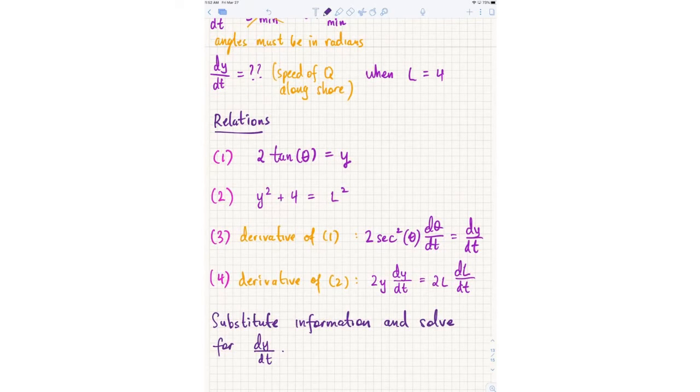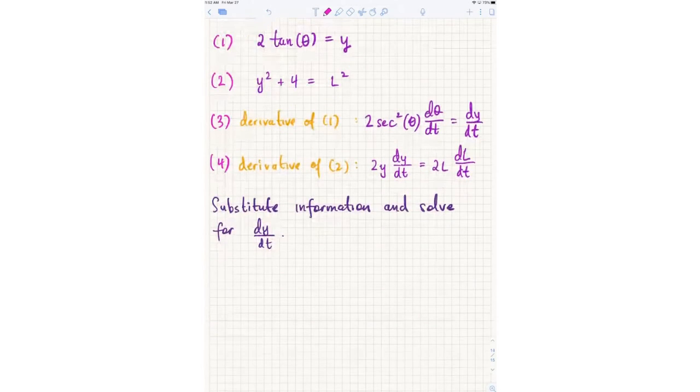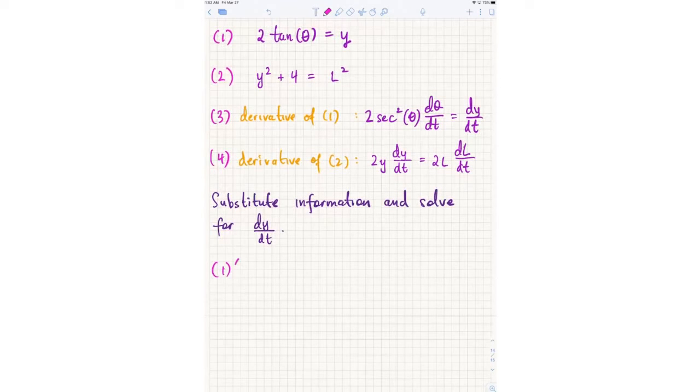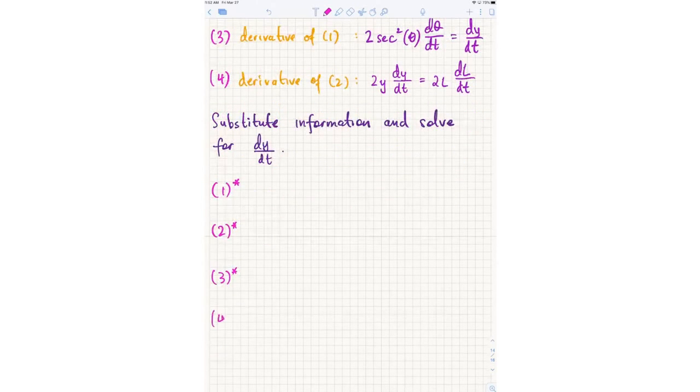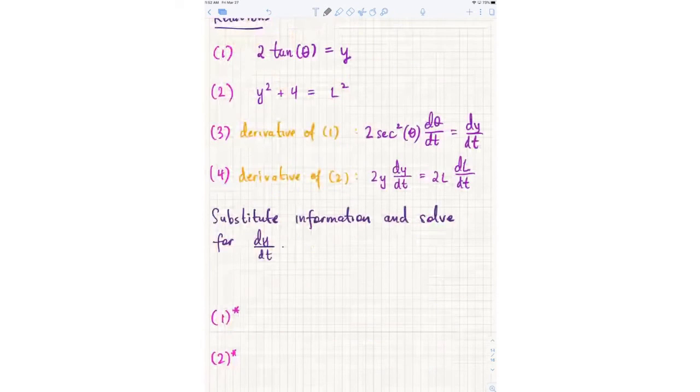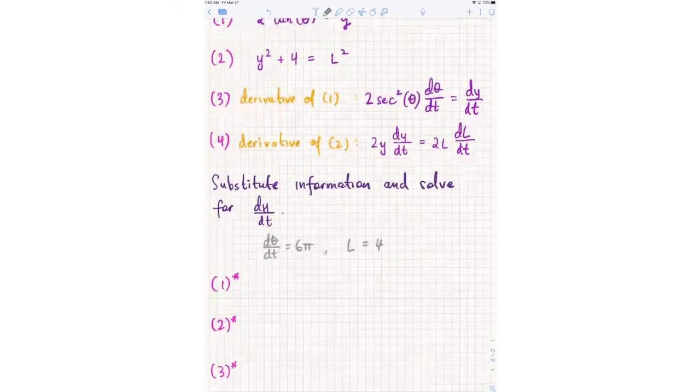Okay, so these four equations, 1, 2, 3, 4, will now become new equations that hold only at the snapshot time: 1 star, 2 star, 3 star, and 4 star. I can't have everything on the screen at the same time, so let's remind ourselves what information we're substituting. We're substituting in d theta dt equals 6 pi, and L equals 4. We would like to know dy dt.